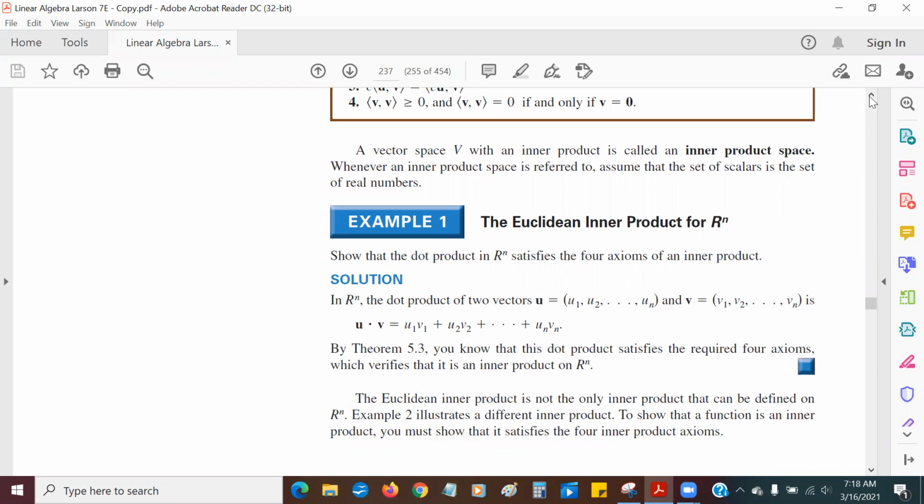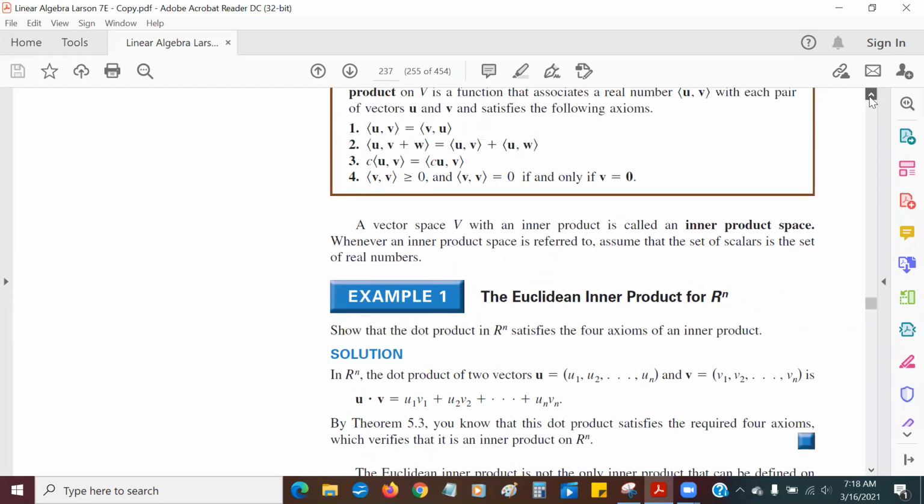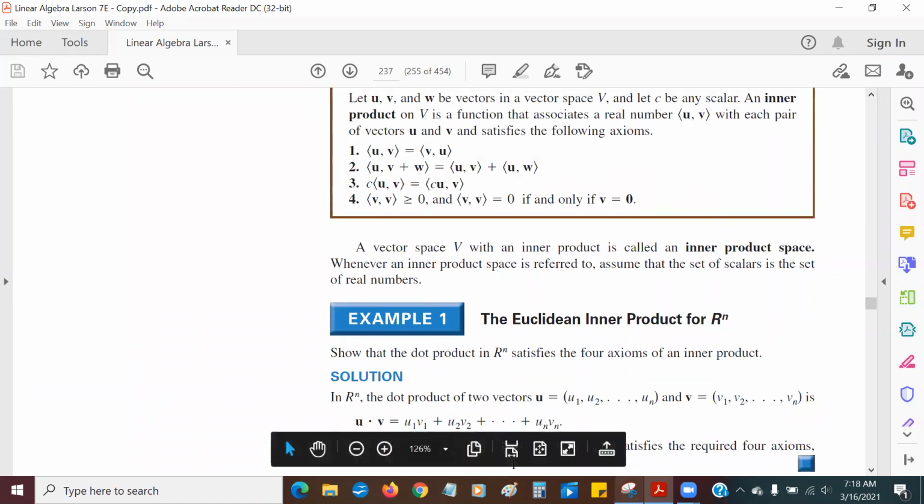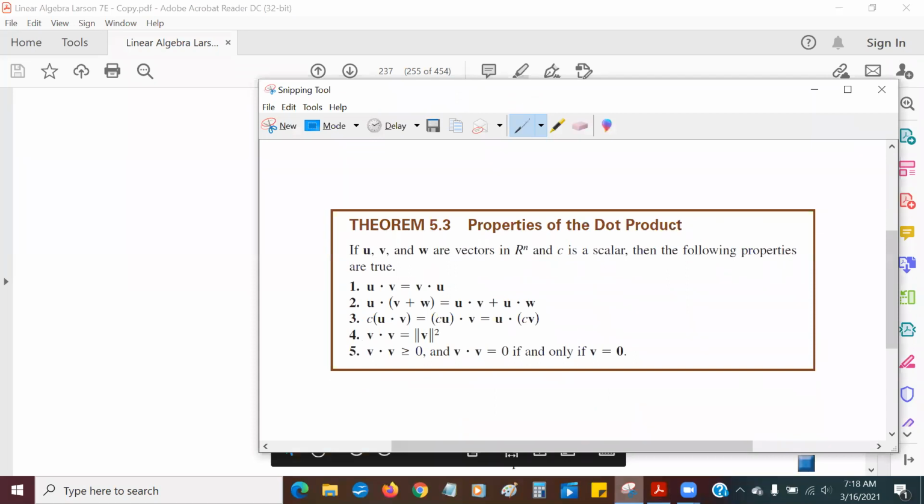How do we know that? We know that from Theorem 5.3. Now, I know what some of you might be saying, what is Theorem 5.3? It's been so long since we've seen that, so here it is. Just to refresh your memory, we did this in the previous section. If u, v, and w are vectors in Rn, and c is a scalar, then these are true.